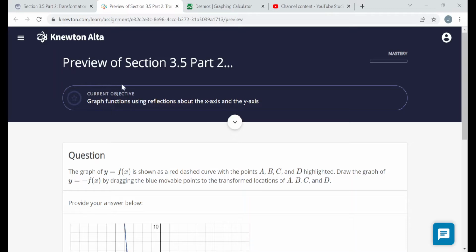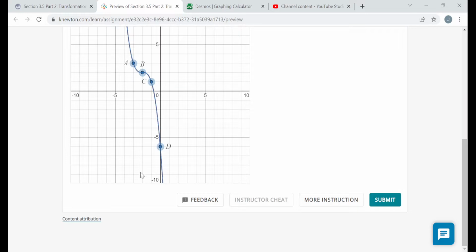Then under the current objective, you have a question related to that objective. And at the bottom of every question, you should be seeing a feedback button, which allows you to send feedback to Knewton if you wish. You will not have an instructor cheat button. It's for instructors only. But you will have a more instruction button, which if you're struggling on a topic, you can click on this. It'll take you to some further reading or videos, and then you'll be given questions on that instruction, and hopefully all that stuff helps you get through the assignment better.